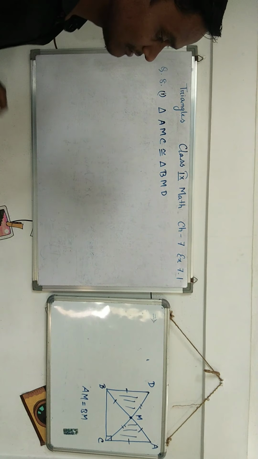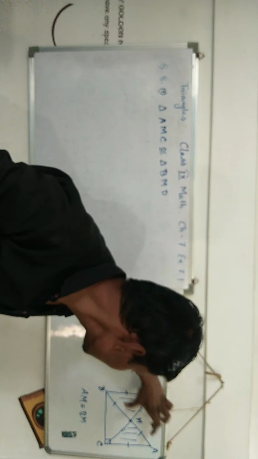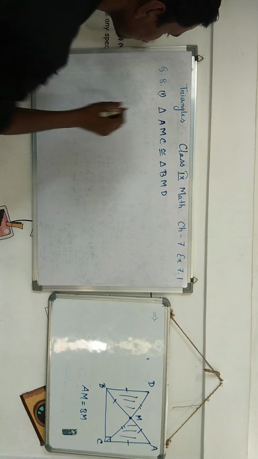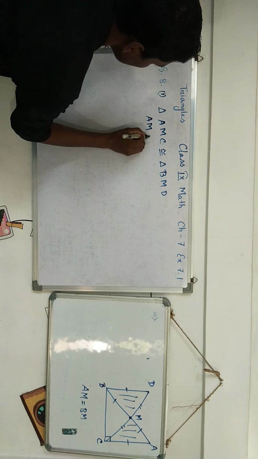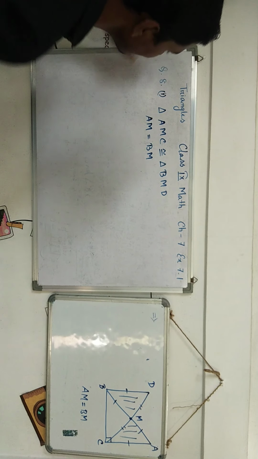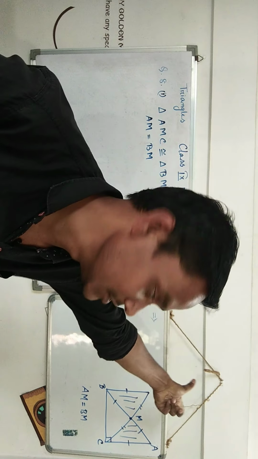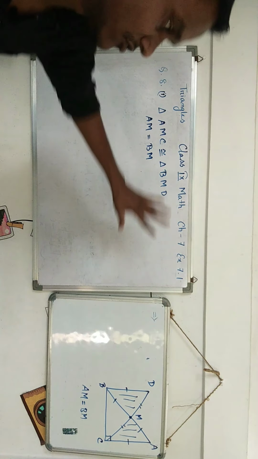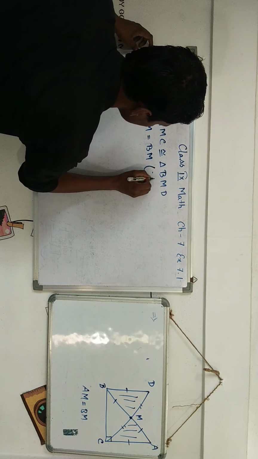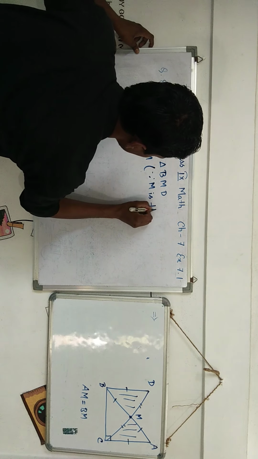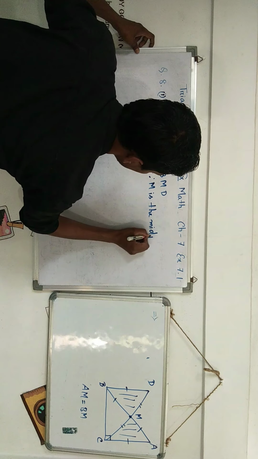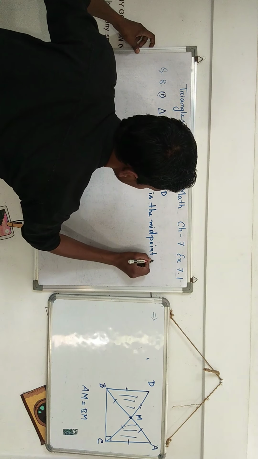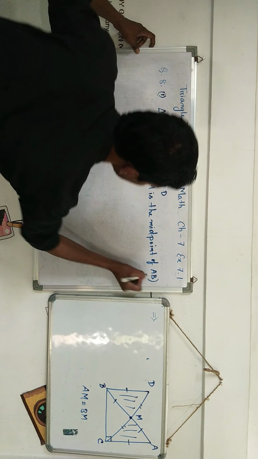Now clearly it is given that AM is equal to BM. AM is in triangle AMC and BM is in triangle BMD. First point, I can write AM is equal to BM. Why have I taken this? Because in the question itself it is given that M is the midpoint of hypotenuse AB. That's why I have written it like this.